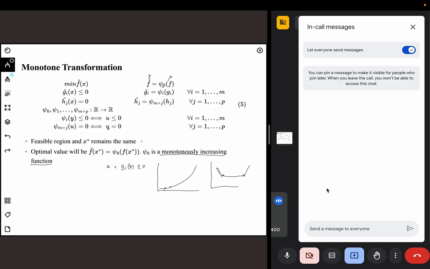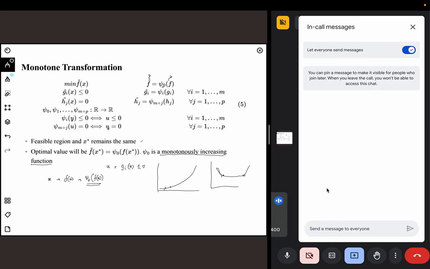It's a function of function value. You take the x value, from that you calculate f of x, and from there you calculate psi naught of f. You can write something like this. You can take, for example, the energy equation or something.